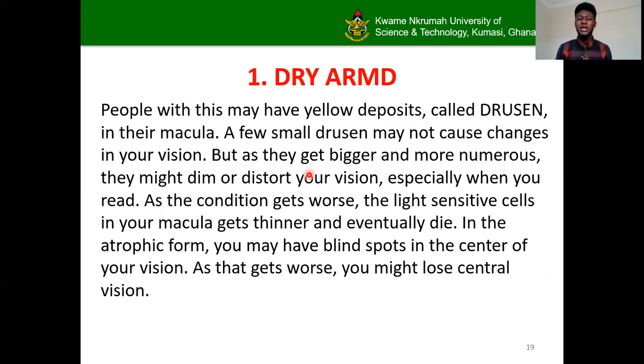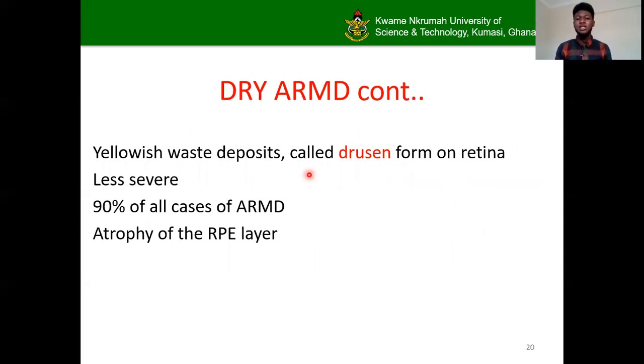As the condition gets worse, the light sensitive cells in your macula get thinner and eventually die. In the atrophic form, you may have blind spots in the center of your vision. As that gets worse, you may lose your central vision. Yellow waste deposits called drusen form on the retina. Dry AMD is less severe and occurs most among people. 90% of all cases of AMD are as a result of dry AMD.